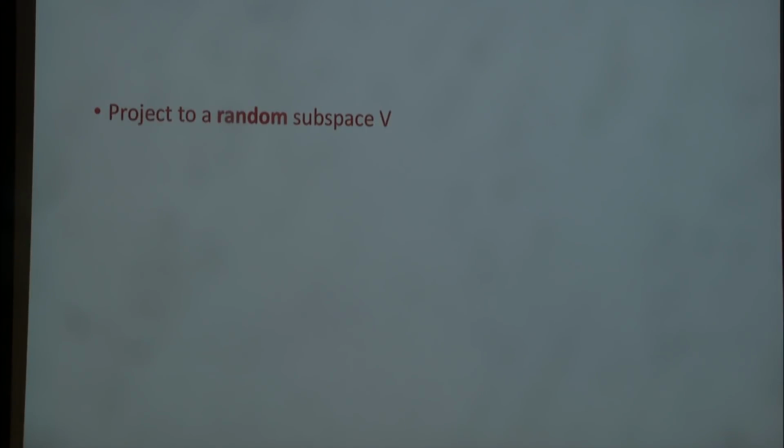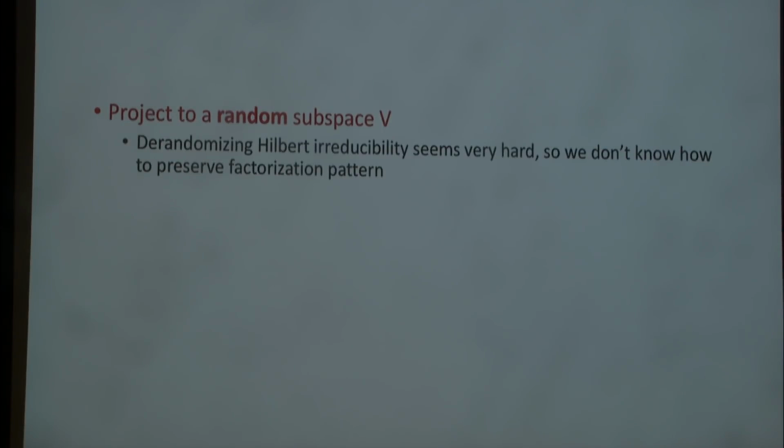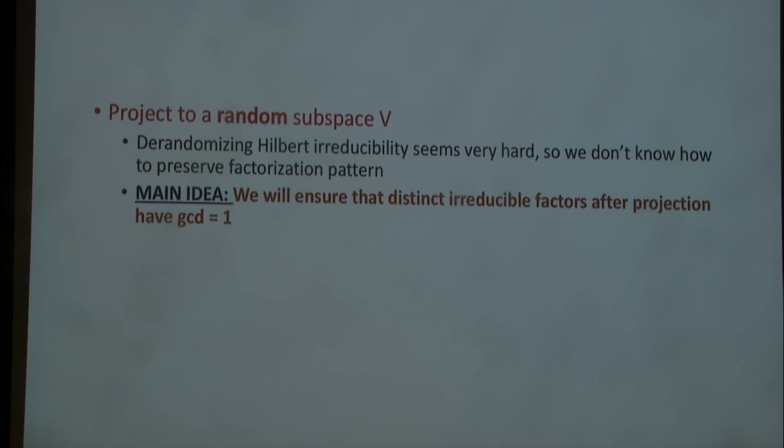The second step is the Hilbert irreducibility step. Project to a random subspace. We don't know how to de-randomize it in this strong sense, and we won't. But we'll do something else to get around it. We don't know how to preserve the factoring pattern. We will project it down, but when we project it down, irreducible factors may not stay irreducible. So we'll give up on that, but we'll gain something else, something weaker, but it will turn out to be enough.